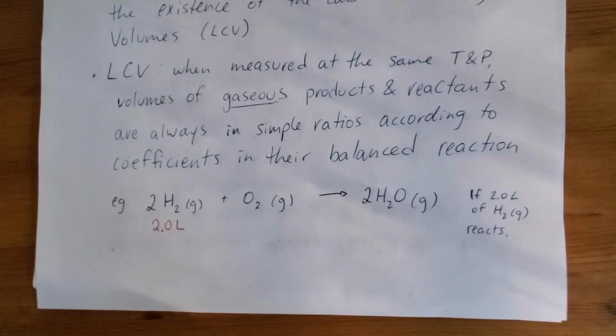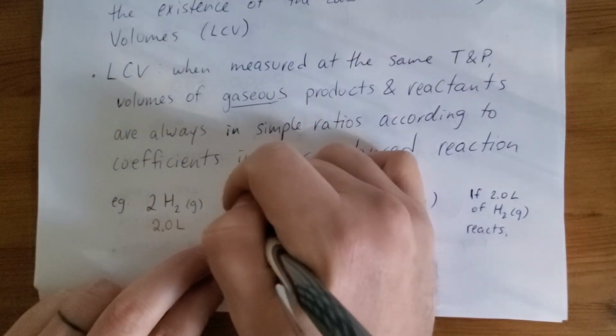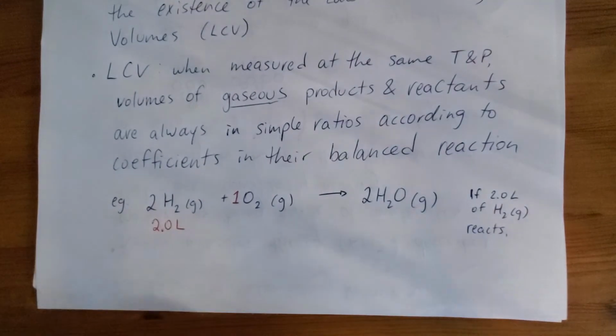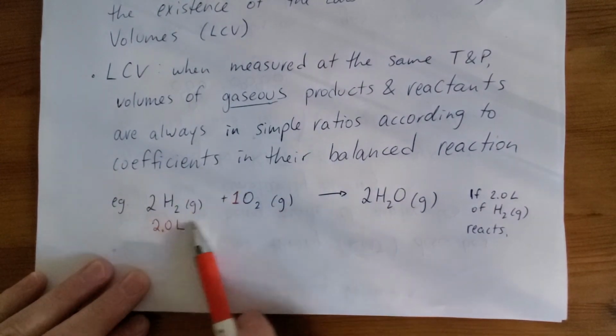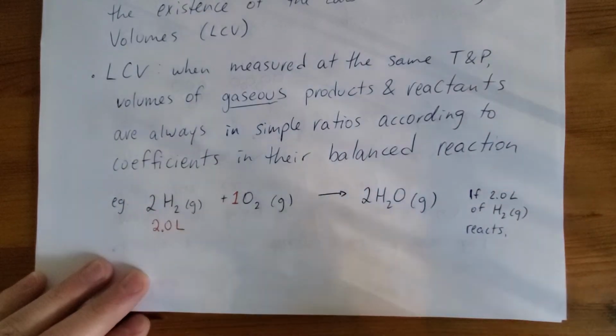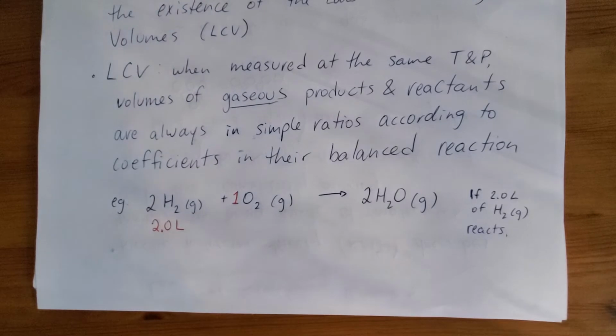So I'll show you exactly what I mean. One thing to always remember is if you don't see a coefficient, it's a 1. So there's 2 hydrogens for every oxygen, and when they react, they form 2 waters. Check this out. Here's how you apply the law of combining volumes.